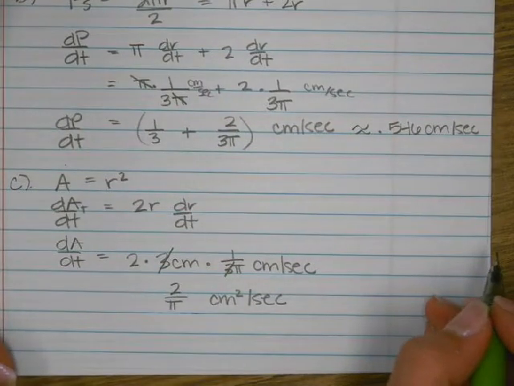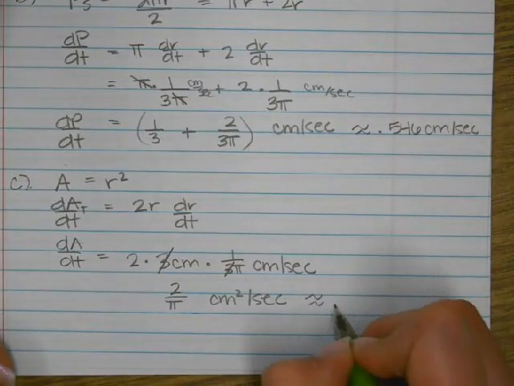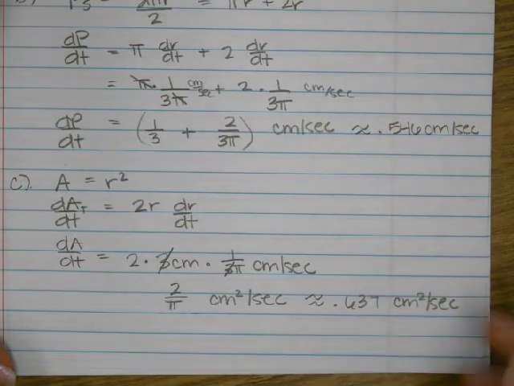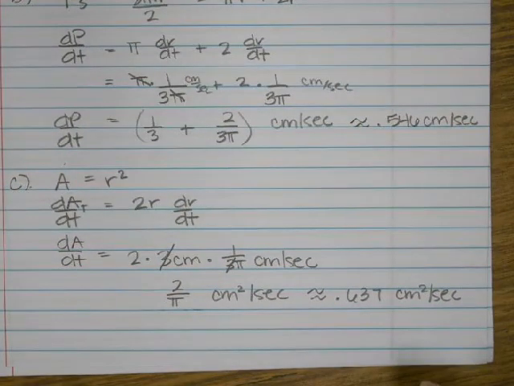And if you plug that into a calculator, you should get 0.637 centimeters squared per second. And so this problem is again worth 2 points, I believe, 1 point for dA dt, 1 point for the answer. So we just got both those points. All right, last part.